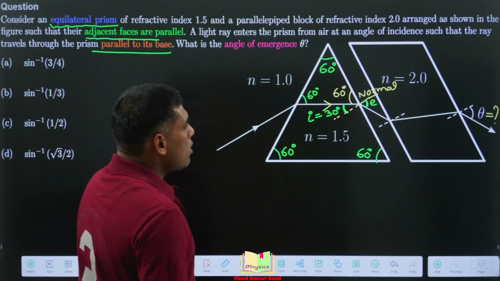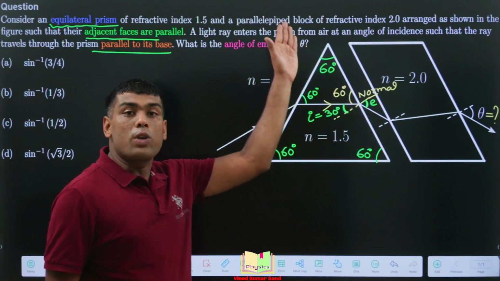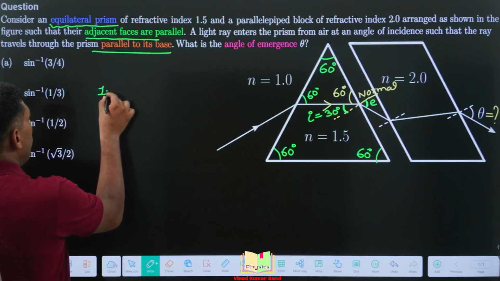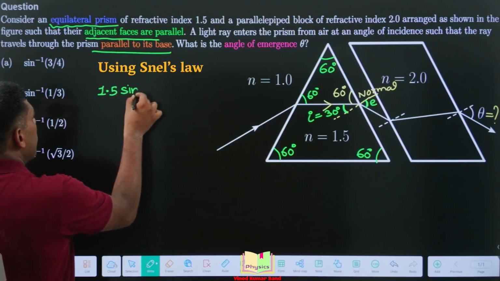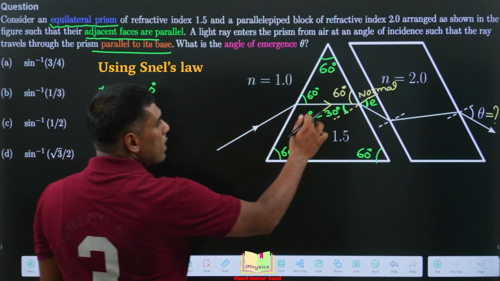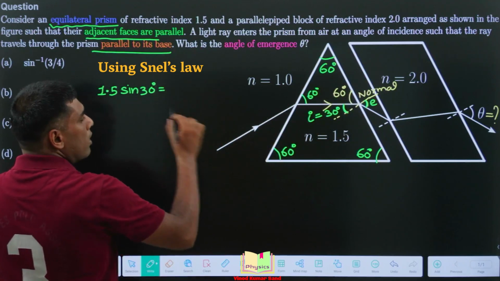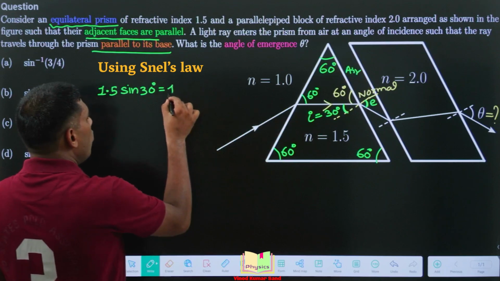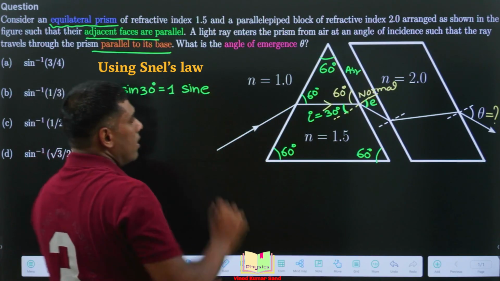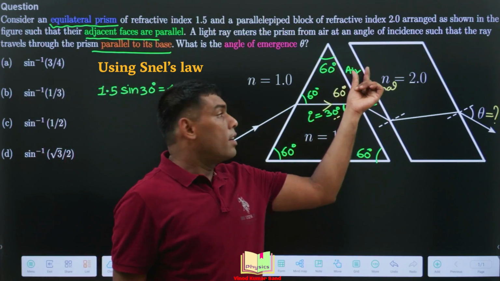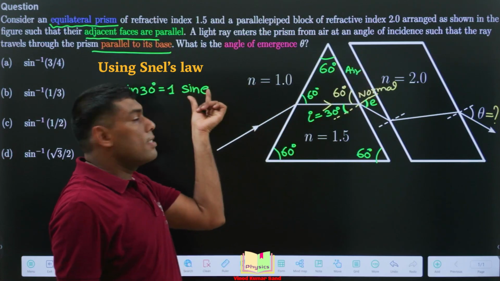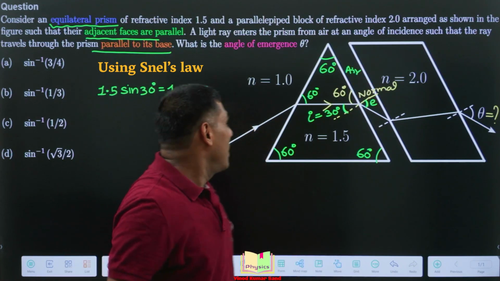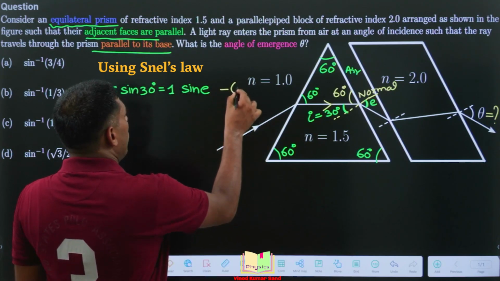First of all, at this surface we are using Snell's law. So we should write n1 sine I is equal to n2 sine E: 1.5 sine 30 degree is equal to the refractive index of the air, taken as 1, times sine E. This is equation number 1.